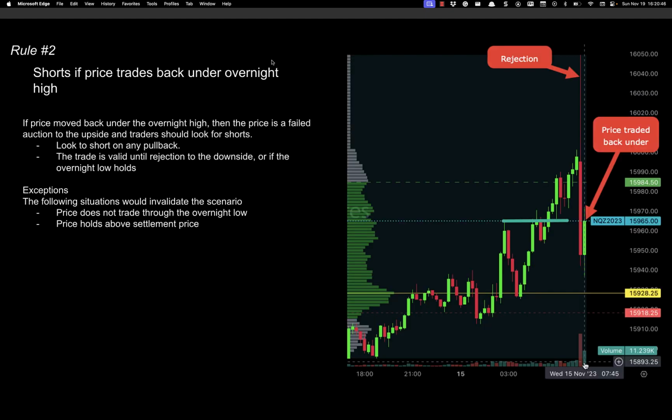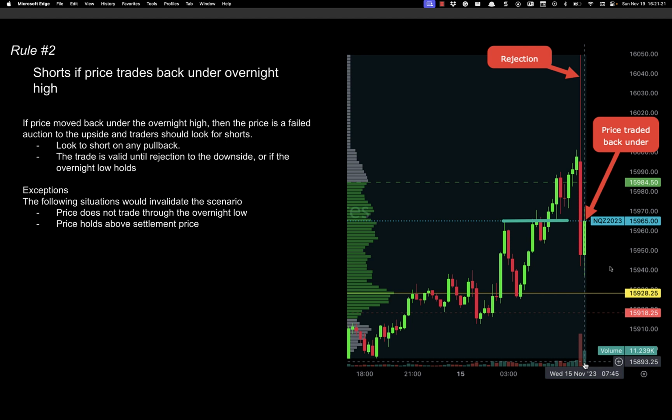Rule number two, if price trades back under, then we're looking for shorts. So in this example, we had news here. What was interesting about this day was that the previous day news came out and price just shot up and just ran. In this case, news came out, price was above the overnight high, but it rejected. We got a nasty long wick here and came back into the area, back under the overnight price, and it ended up being a short day.